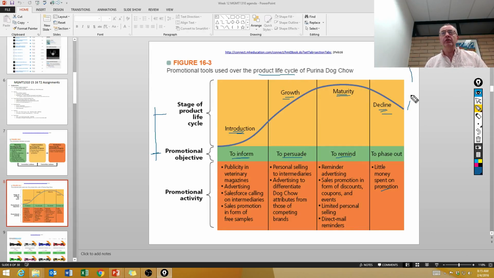Okay, so we'll come back to this in a bit, but this comes from Chapter 16. I can't tell you the page at the moment, but just flip through Chapter 16 and you'll see this product life cycle map or chart mapped against the promotional objective of advertisers. Okay, so let's go back.